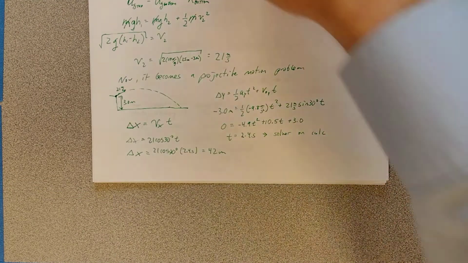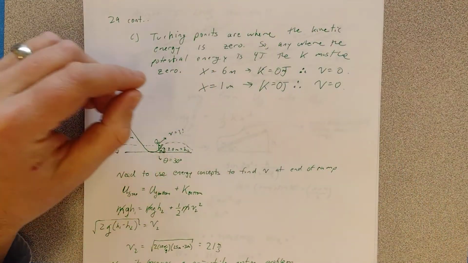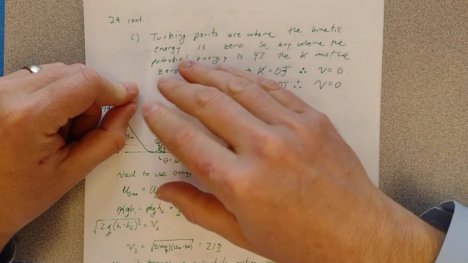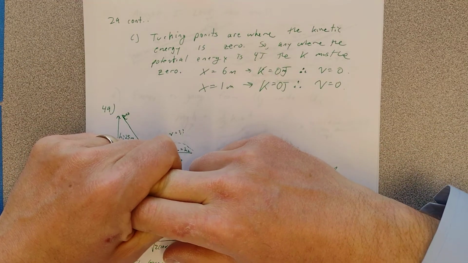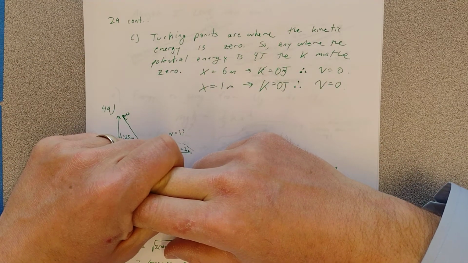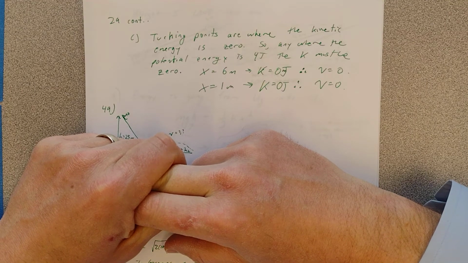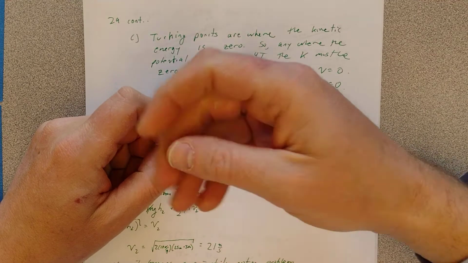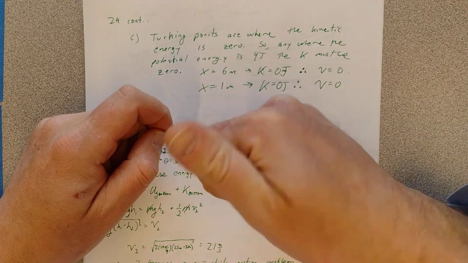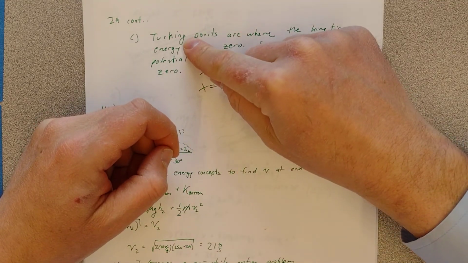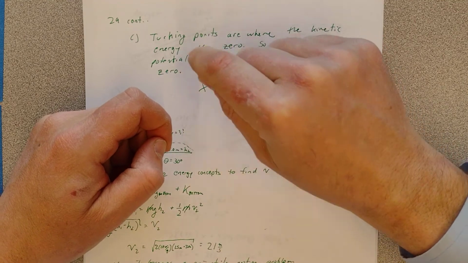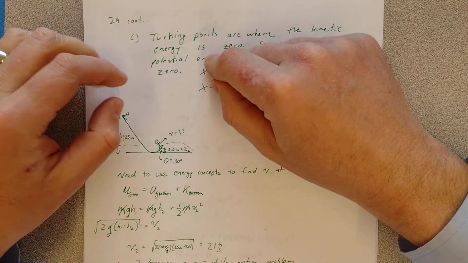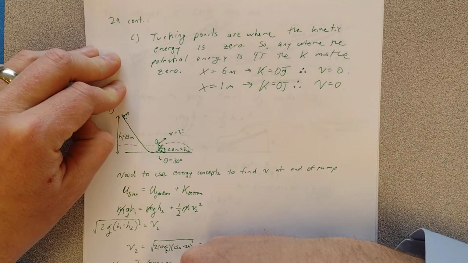Great question. Part C asks about turning points. Turning points are not the turning points in the graph like you'd think of. Turning points in this case are where the object itself is turning around. So it's going to turn around when it has no kinetic energy. It's kind of like throwing something up into the air, right? It goes up, hits the top, comes back down. So it turns around when the velocity is 0. So that's happening at 6 meters or 1 meter.